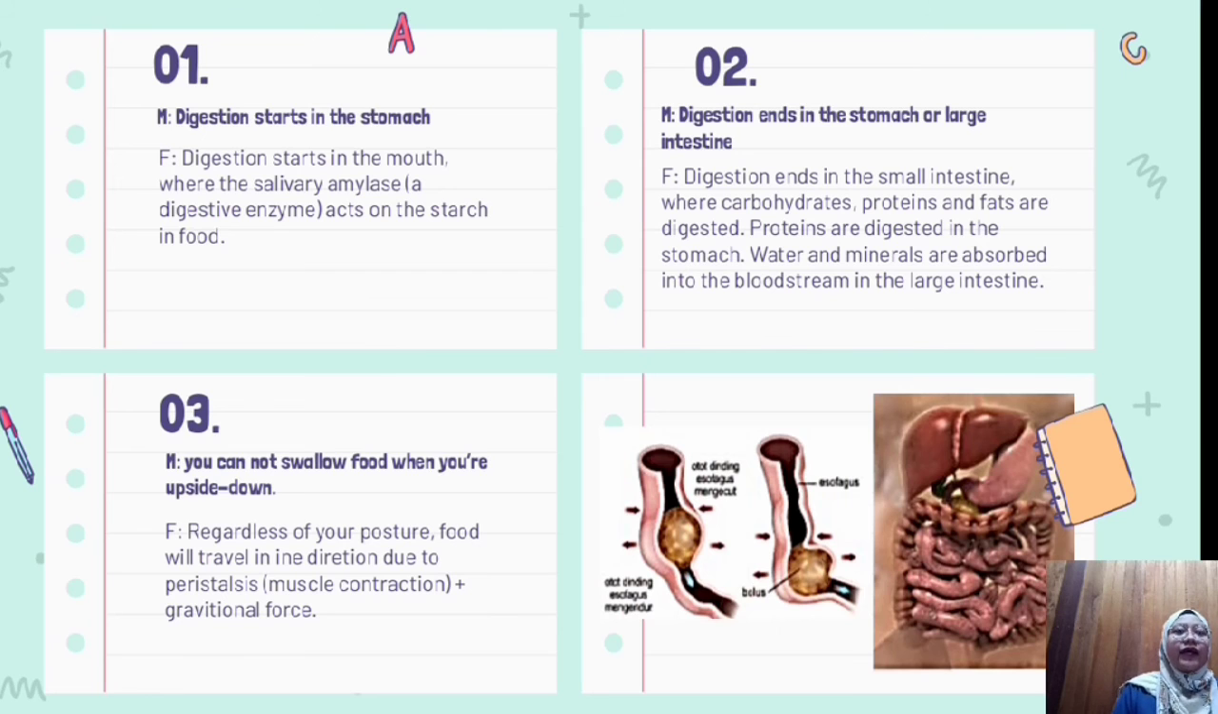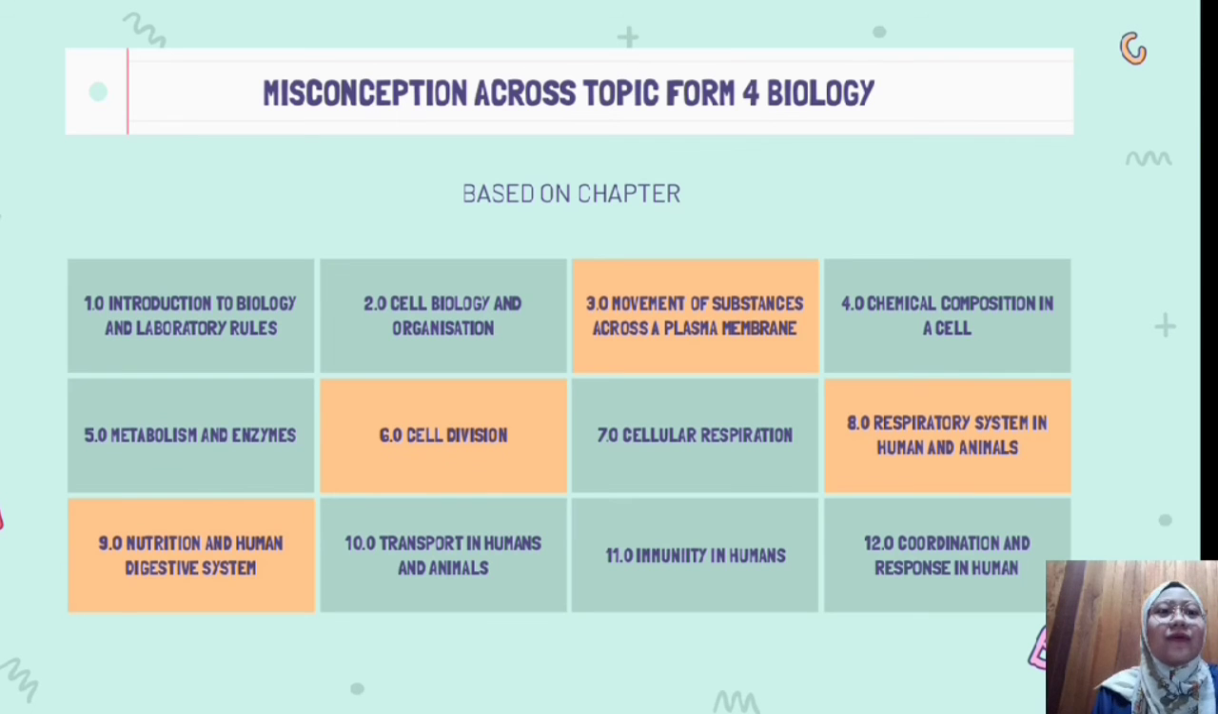And the third one, students think that you cannot swallow food when you're upside down. Come on, guys. No, actually the fact is, regardless of your posture, food will travel in one direction due to peristalsis, which is a muscle contraction that we have the picture of there, and the gravitational force. So it doesn't matter if you eat upside down, as long as your food is going to go down, right? Now we're going to go to the last part, which is the respiratory system in human and animal.